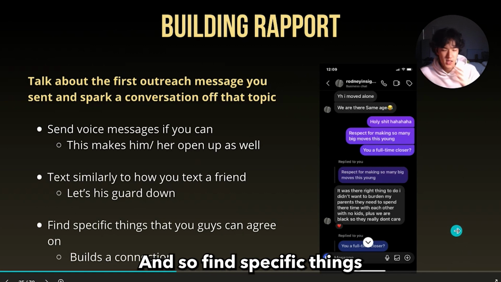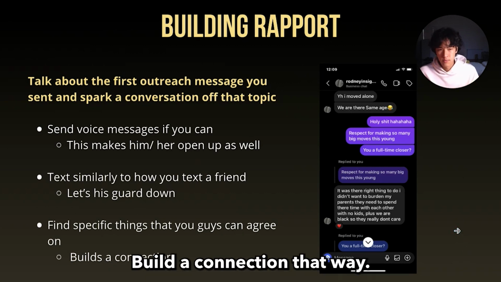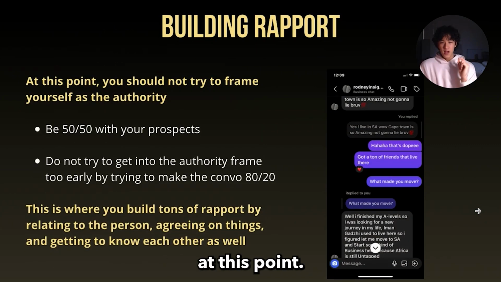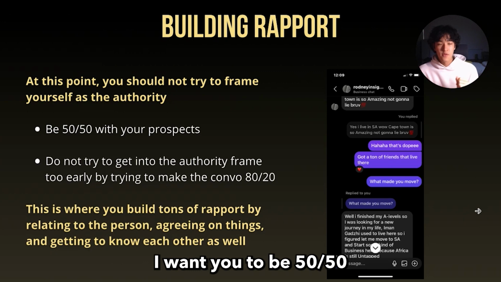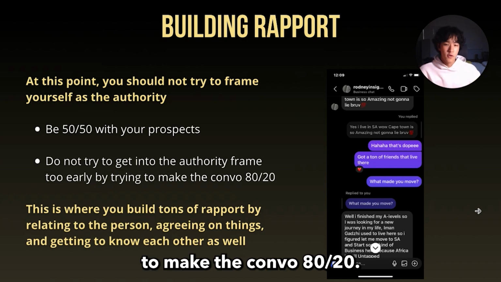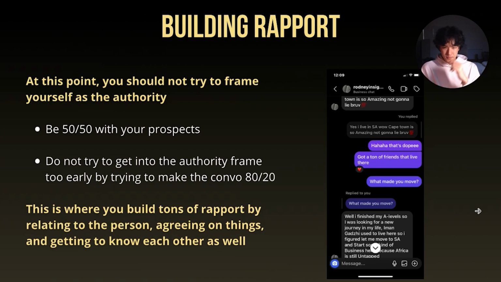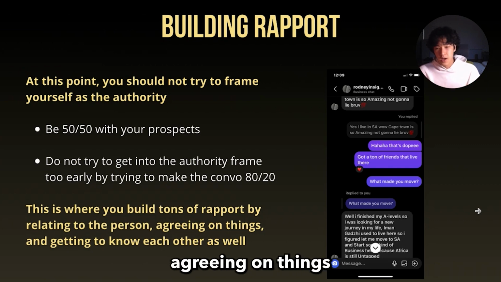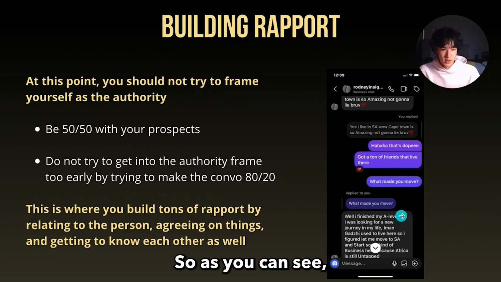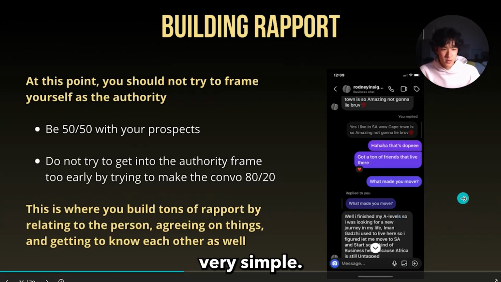And so find specific things that you can agree on, build a connection that way. It's one of the easiest ways to build connection. At this point, you should not try to frame yourself as an authority. I want you to be 50-50 with your prospects, and do not try to get into the authority frame too early by trying to make the convo 80-20. All right? This is where you build tons of rapport by actually relating to the person, agreeing on things, and just getting to know each other well. So, as you can see, just like this, very, very simple.